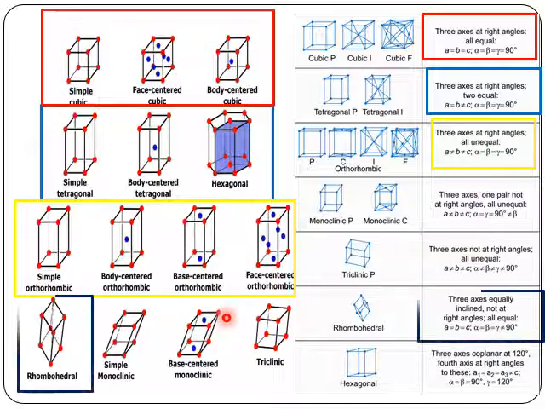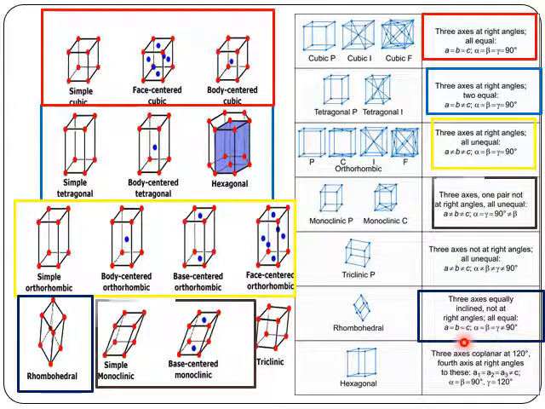So next one we have the rhomboidal. Okay, already we know rhombus. Rhombus means all the sides are equal, but the angles are not equal to 90 degrees. It will be almost equal to 120 degrees like that. So all 3 sides are equal, but all 3 angles are not equal to 90 degrees. They are equal but not equal to 90 degrees.